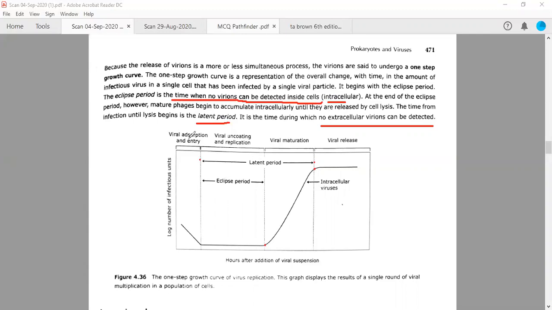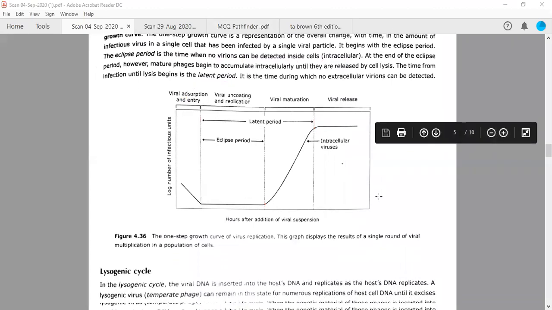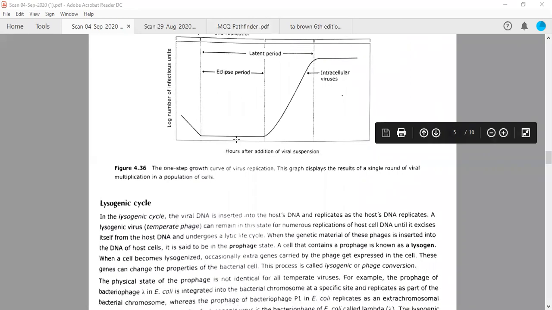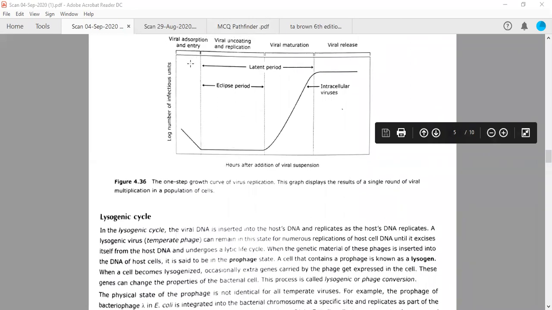This latent period does not include the time required for viral adsorption and entry. It is called adsorption because this is not absorption. There are two terms, absorption and adsorption. Adsorption is when some particle is attaching to some solid surface, for example, a bacterial surface, right? Now we are familiar with these terms, eclipse period and latent period. And one more thing: the virus is getting adsorbed onto bacterial surfaces, it is not absorbed.